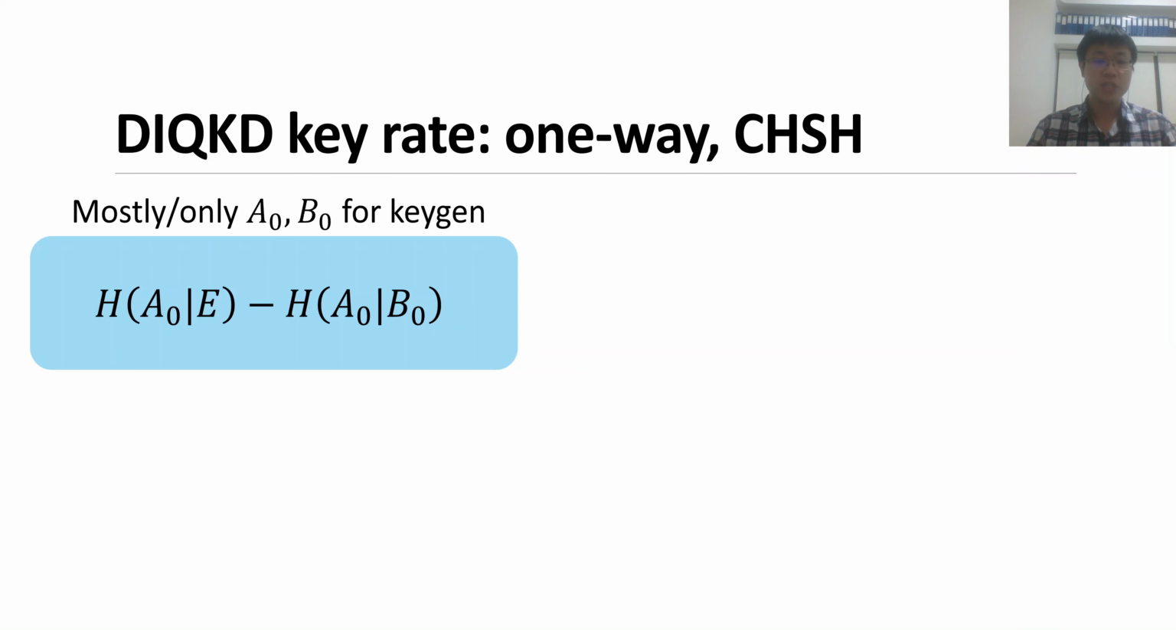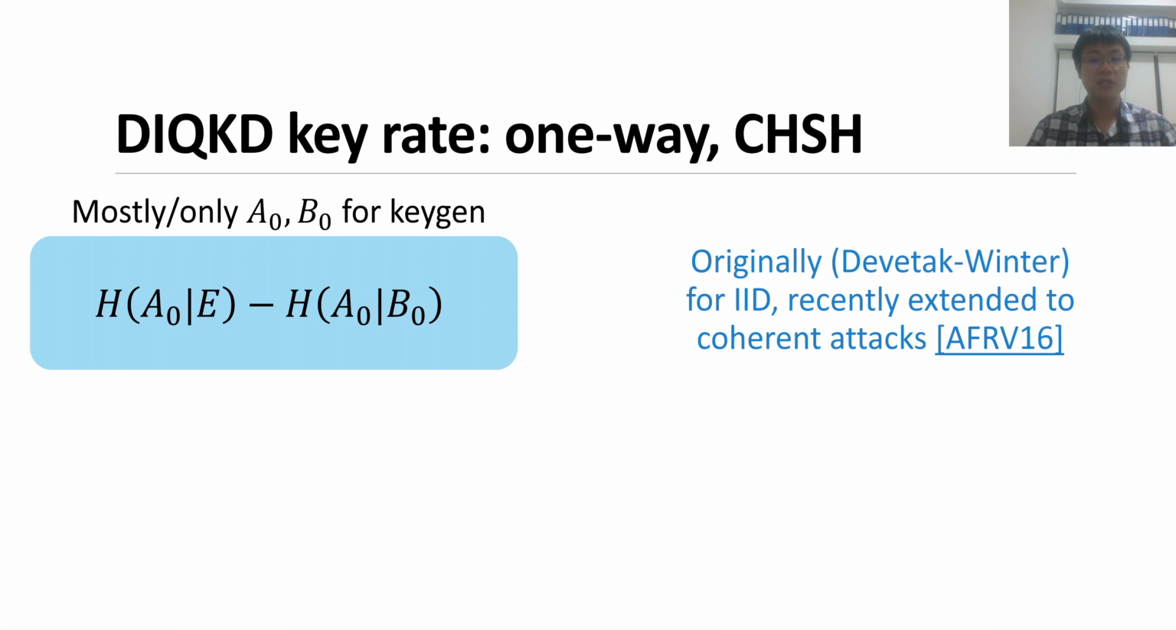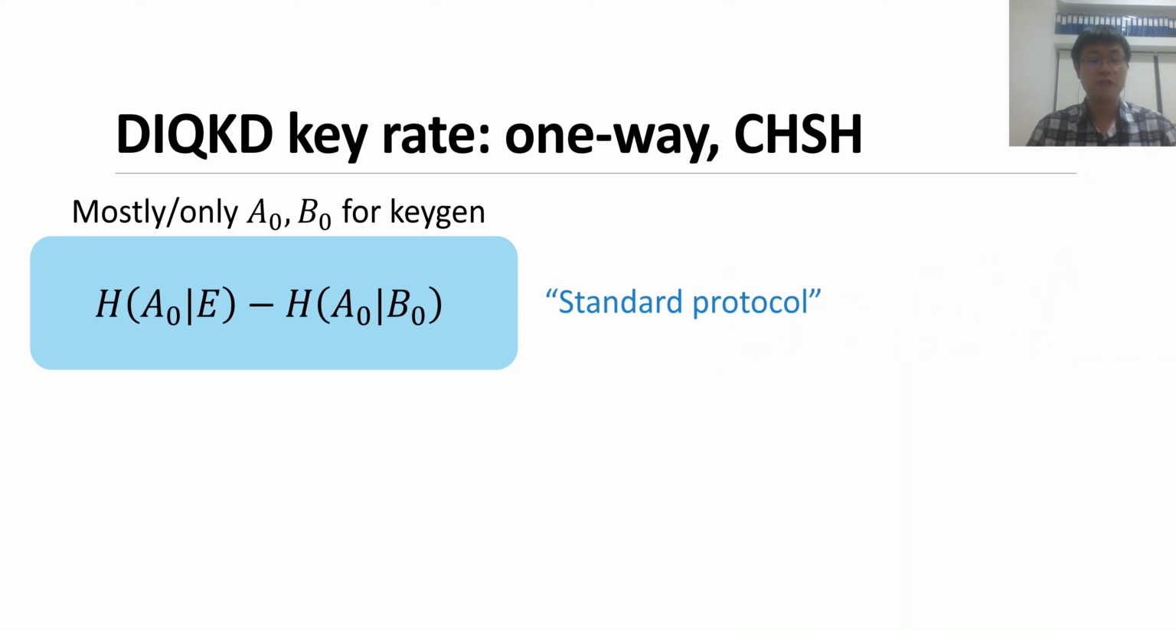So for these situations, the asymptotic key rate is given by the expression in the box here, known as the Devetak-Winter bound, at least for the situation of IID attacks. However, this expression was essentially extended to coherent attacks in a fairly recent work. So in order to use this expression for the key rate, we don't necessarily need to restrict to the IID situation. It also applies in the coherent attack situation for the DIQKD. Since many existing security proofs for the DIQKD are based in this setting, I'll roughly refer to this as the standard protocol.